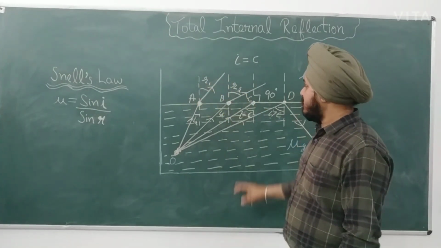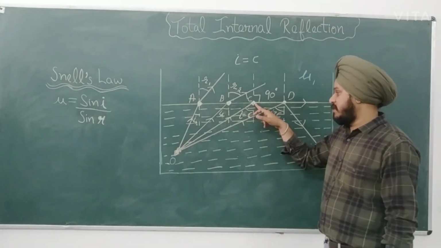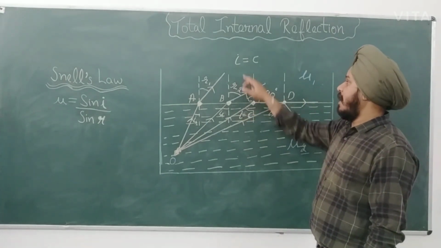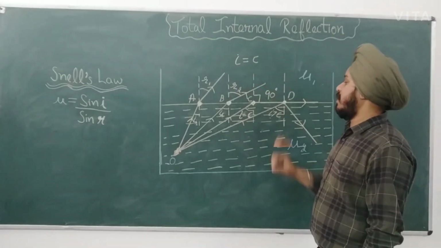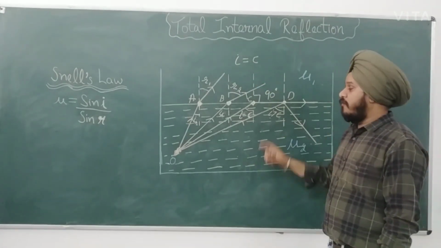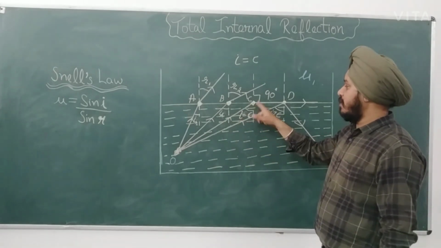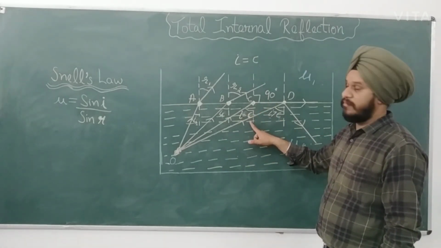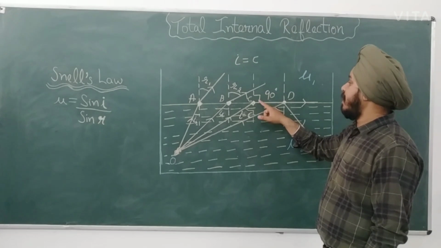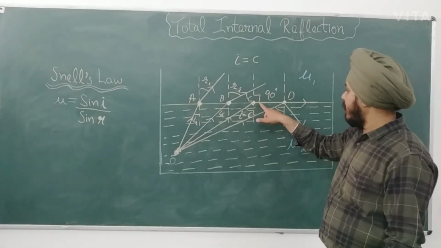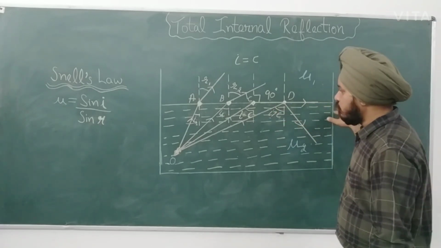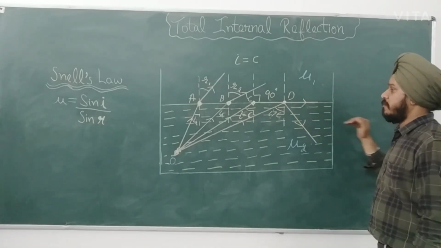And now when light is incident at point C at angle I, and I is equal to the angle C, C is called the critical angle. Now when the light is incident at point C at the critical angle C, the refracted light makes an angle of 90 degrees with the normal, and the refracted light moves parallel to the surface of the water.